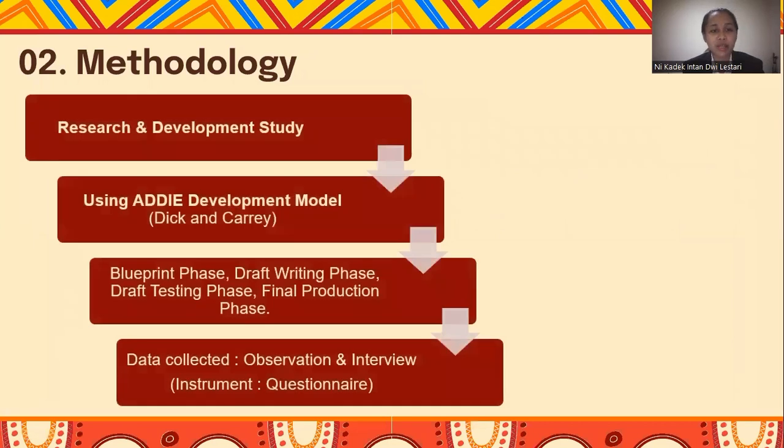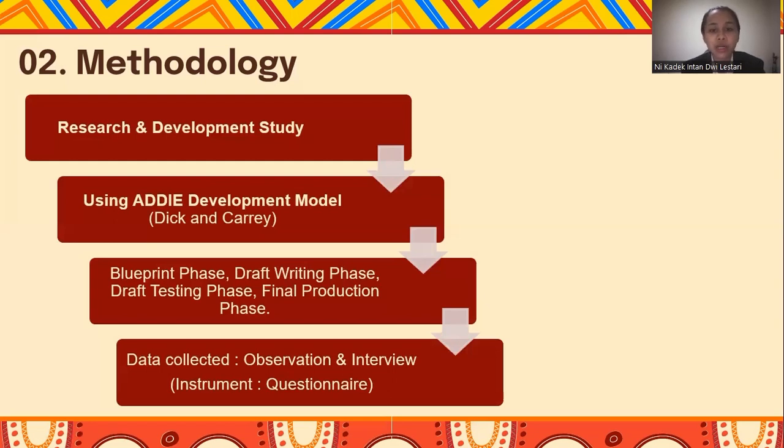You can see on the slide, this is a research and development study, using a simplified version of the ADDIE development model by Dick and Carey. In developing the material, there were four stages of development. The first is the blueprint phase, then the drafting phase, the draft testing phase, and the last is the final production phase. The blueprint phase is aimed at observing the teaching learning process to identify the weaknesses of the existing material.